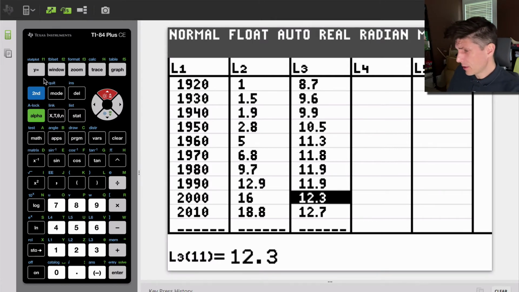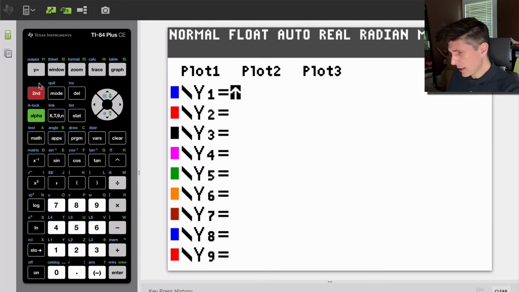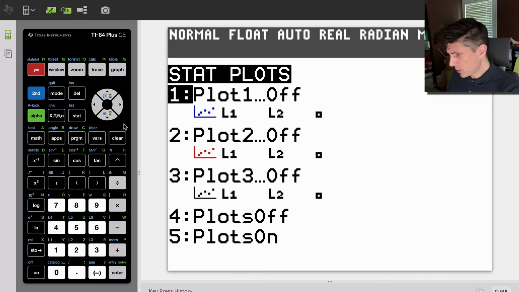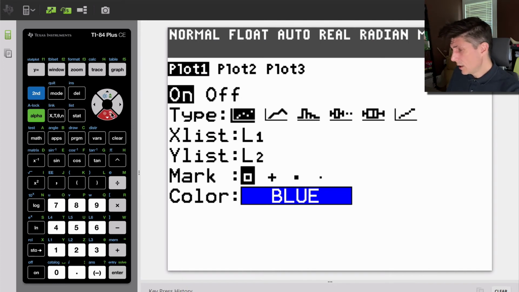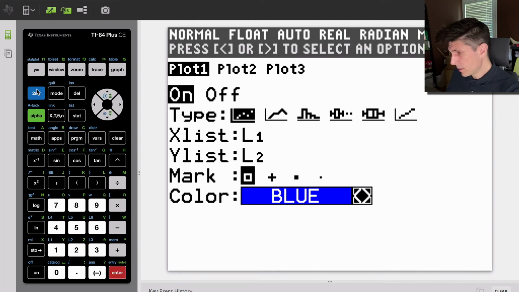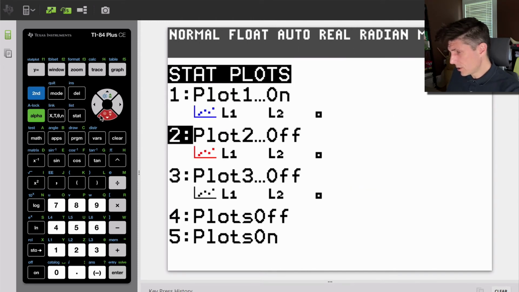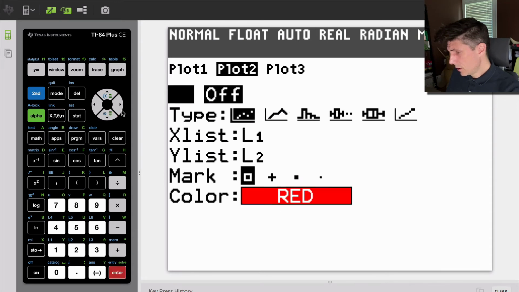So let's make some plots, right? We're going to go y equals. Let's turn on plot 1. We're going to do 2 different plots. So plot 1, turn that on. This will be the population of Florida, and we're good to go. We have everything there: L1, L2, and we're in blue. Great. Second, and then let's turn on plot 2, and we're going to leave X list as L1 because that's common.